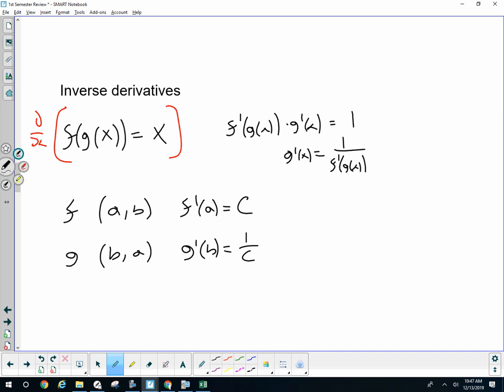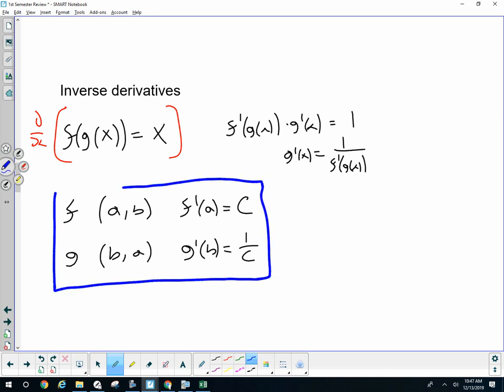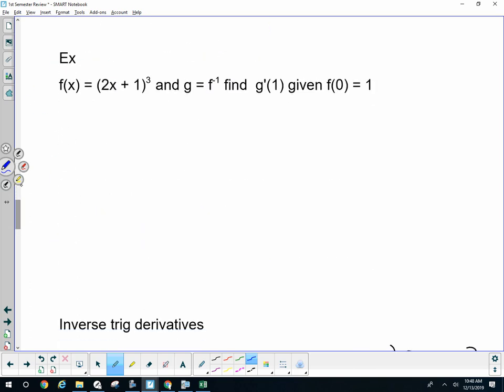That's what it says. I'd like us to remember this. Now, this is not something that most students remember when it comes to the AP test. And we have problems that are actually pretty easy to do if you know what you're doing, but most students get them wrong because they forgot what to do. Let me just show you a quick example. We got f is this, g is the inverse of f, g prime of 1 is what we're trying to find given f of 0 is 1.